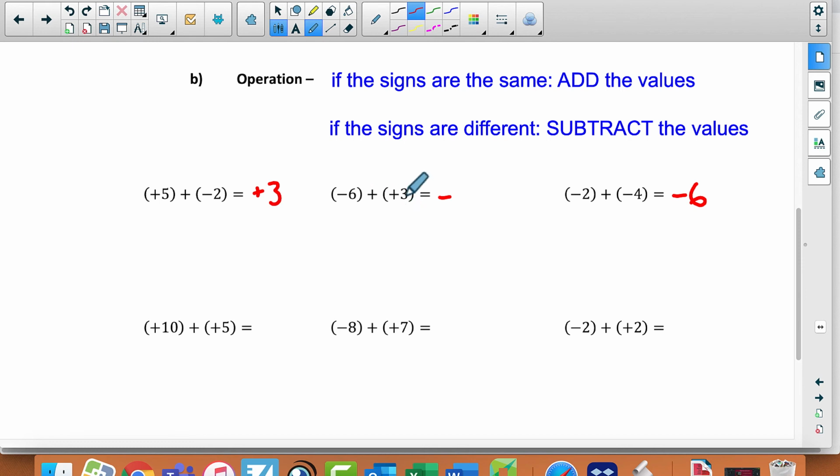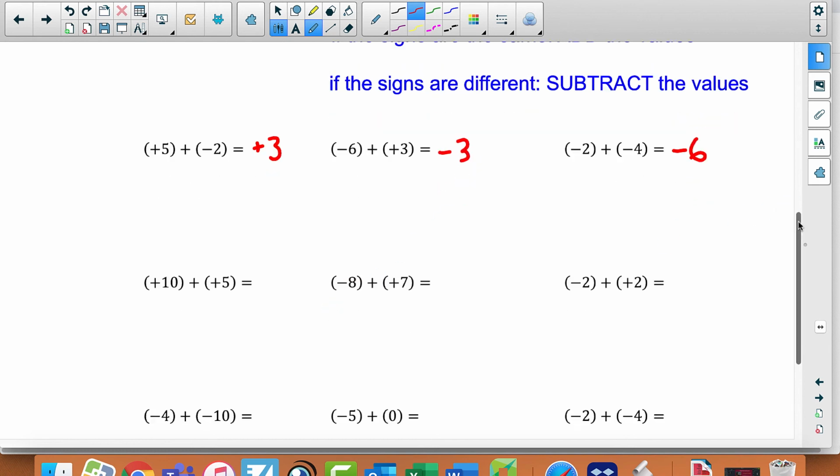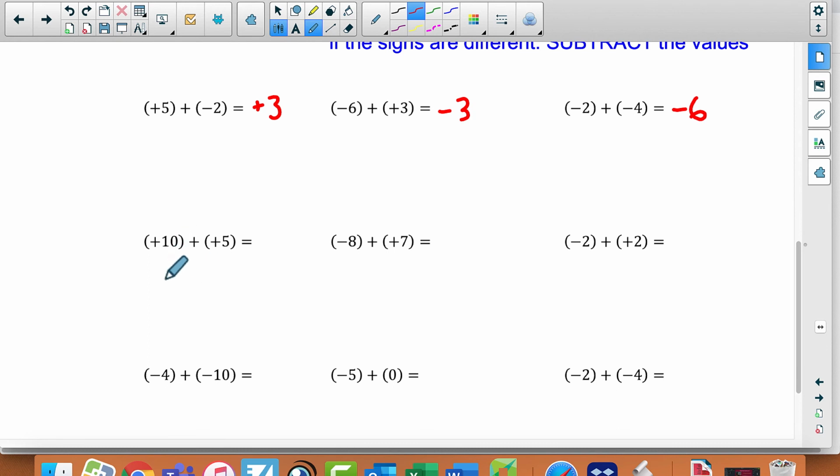This one, the bigger number is 6. So you take that sign, the negative. The signs are different, so we're going to subtract. Subtract the big one, which is 6. Take away the small one, which is 3. 6 minus 3 is 3. Okay, I'm going to do a couple more that way, and then I'm going to switch back to a different method. This one, what's bigger, 10 or 5?